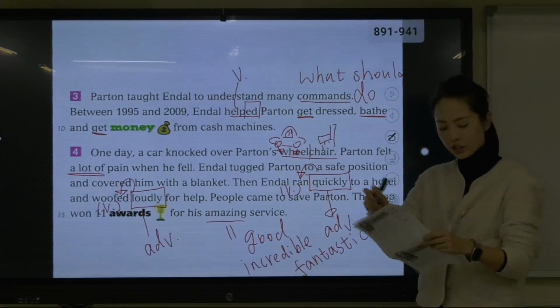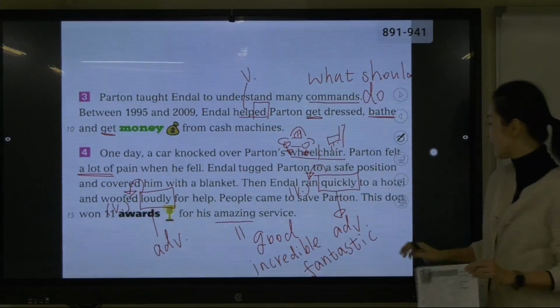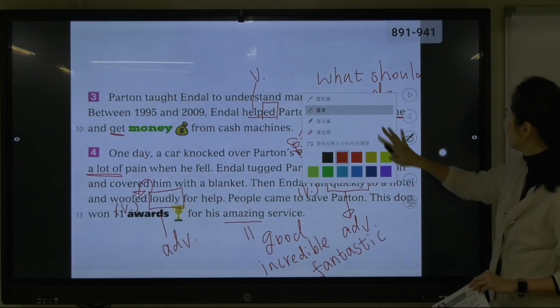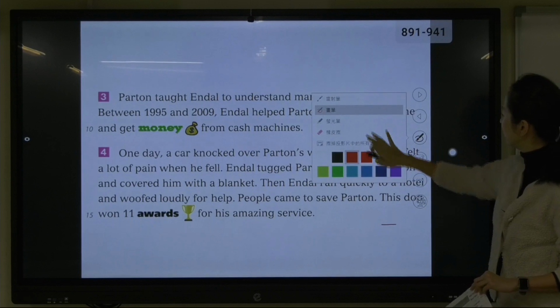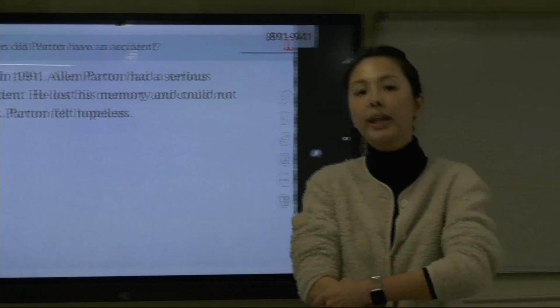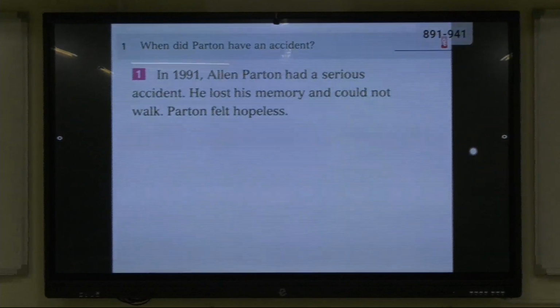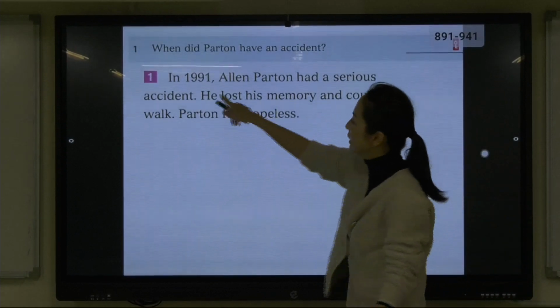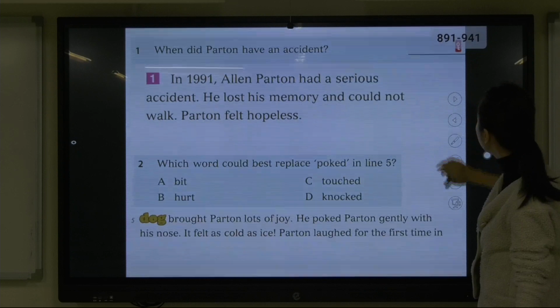So if you have finished, let's go to page 99. Okay, 99. So we're going through the reading comprehension questions, okay? So number one, when? Very clear, in 1991, so we write down in 1991.